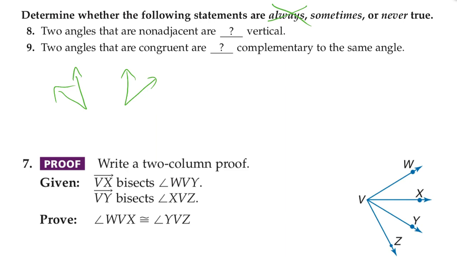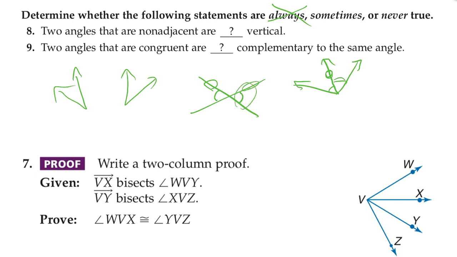Okay, well, can we find at least one example? If we can't find any, then it's never. If we can find even one yes and one no, then it's sometimes. Well, let's draw a pair of vertical angles. This angle and this angle are not adjacent. They don't share a side, right? For two angles to be adjacent, they have to share a common side and not be inside one another. So these two angles are adjacent, but these two are not.